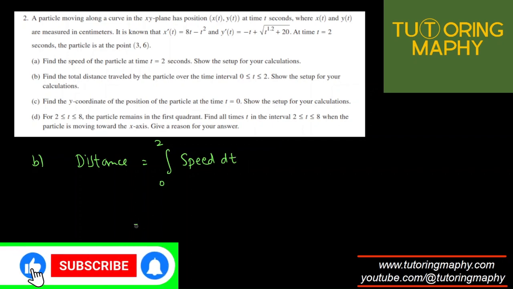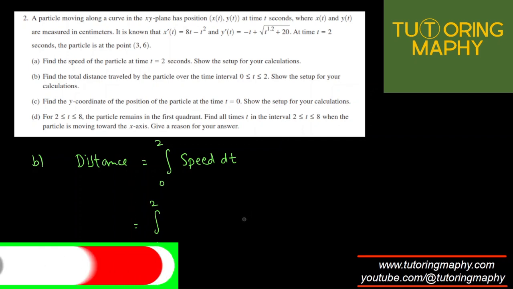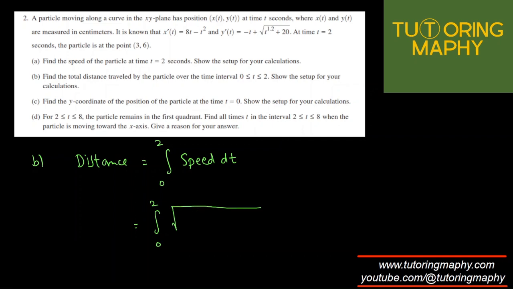And what is speed, guys? Just like we found in the last question, at a particular point here, we need to find the general expression for the speed, which is going to be square root of x prime t squared plus y prime t squared dt. Unfortunately, we are given both of these expressions. So let me just plug those expressions in.